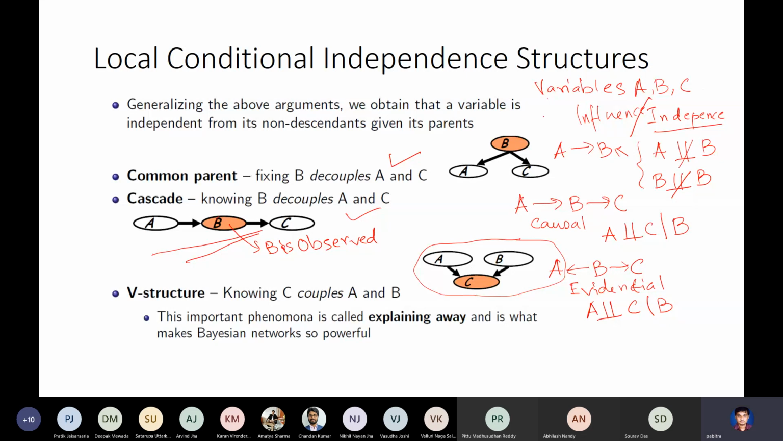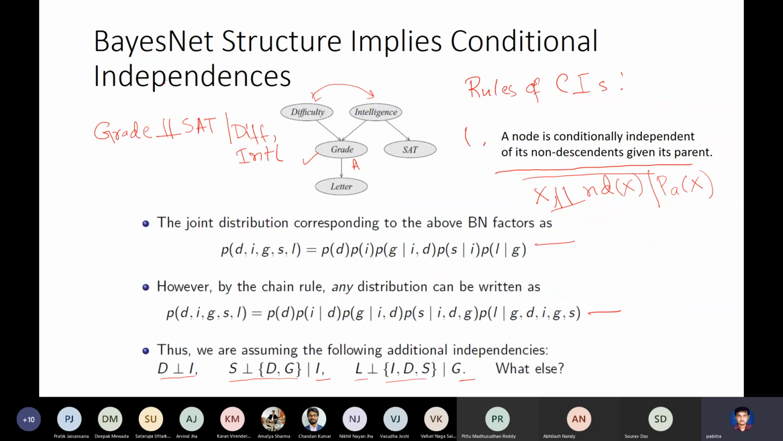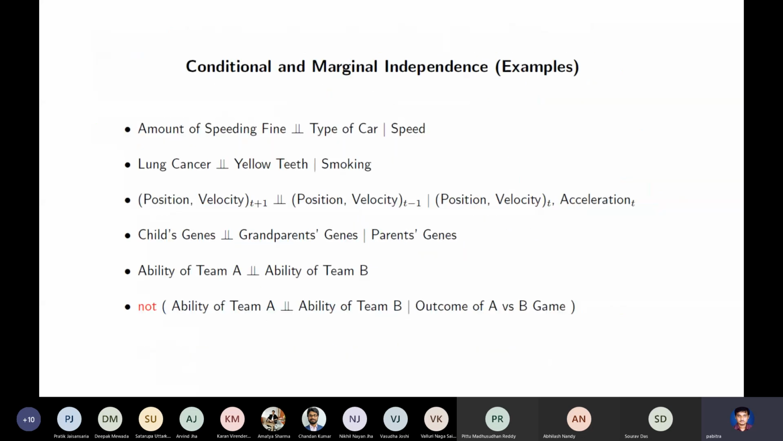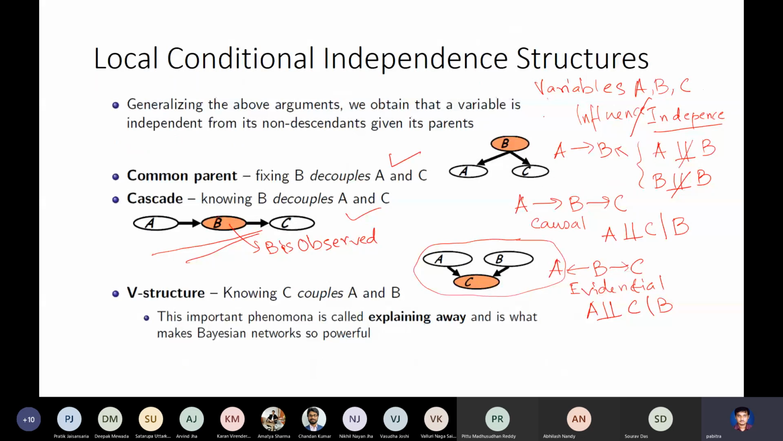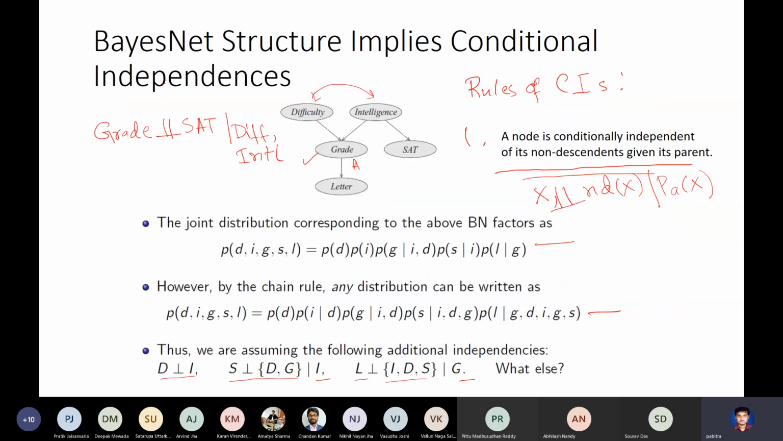Sorry, the other way around. I think I made a mistake. It's the other way around. If I have not observed the grade, they are independent. Here, observing this made them independent. Here, in the V structure, observing C will make them dependent rather than independent. That's what we can see from here.